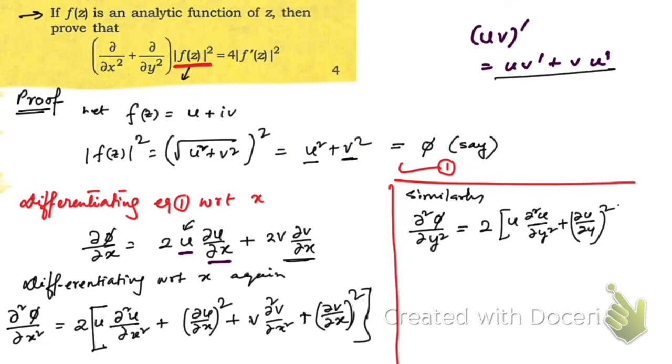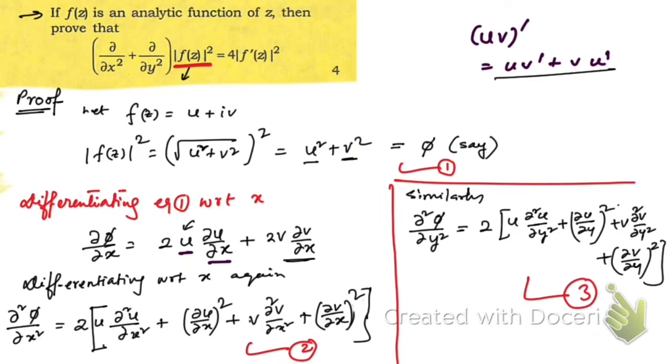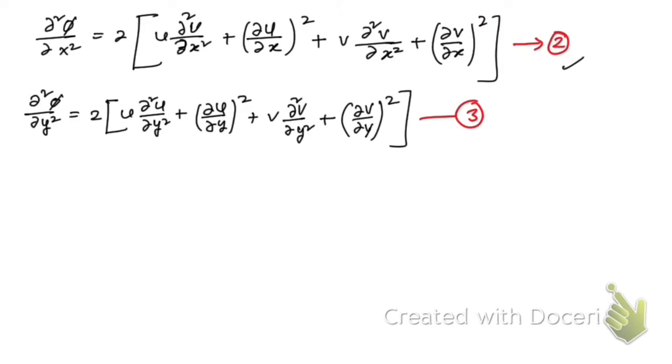Then here we're gonna have v into this, then del v by del y whole square. That is what we're gonna have, right? So this is what we're gonna have. So this is suppose equation number 2, and this is suppose equation number 3. So let me write equation number 1, 2 and 3 in the next page. Okay, so these are the two equations, equation number 2 and 3. Now let me go back to the previous slide.